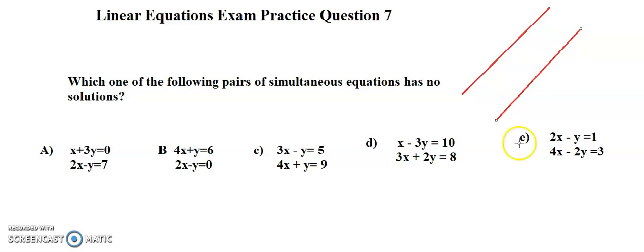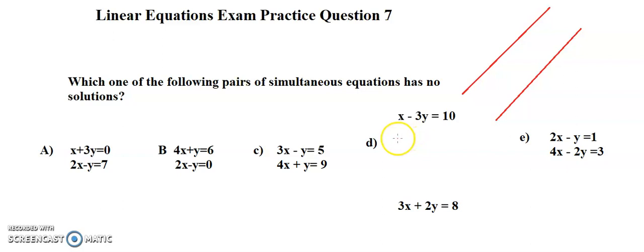So to think about the parallel, we need to think about the gradient. The gradient must be the same. If the gradient is the same, then it won't cross. So I'm just going to look at each of these to look at my gradient. I'm just going to pick one out. We need to just do trial and error. I'll just pick D. I'm going to want to get it into gradient intercept form.